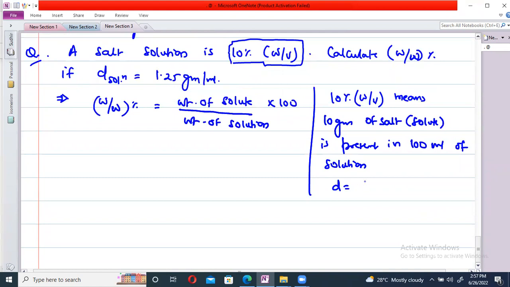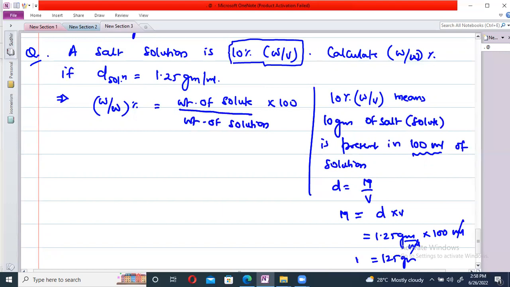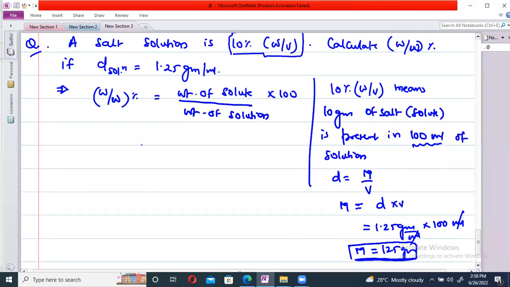What is that? Density is equal to mass by volume. Mass is equal to density into volume. Density 1.25 gram per ml into volume, which is given here as 100 ml. You can check it, the volume of the solution is 100 ml. ml gets cancelled. It is equal to 125 gram is the mass of the solution. So the mass of the solution we got here as 125 gram.